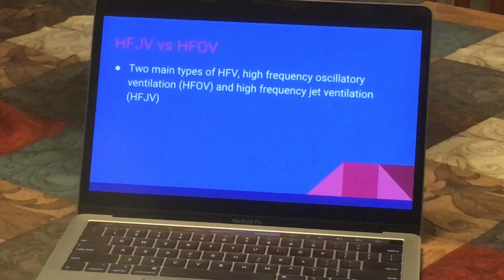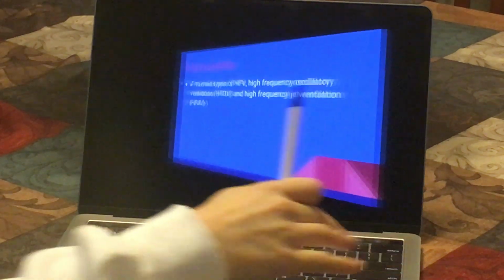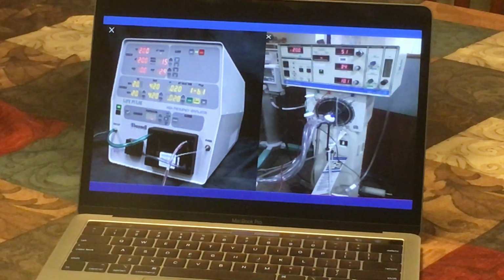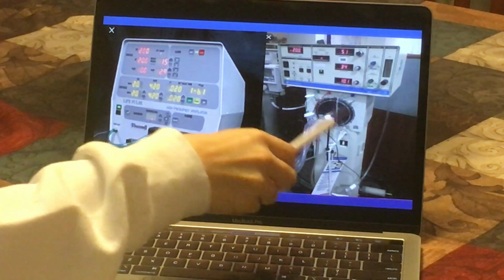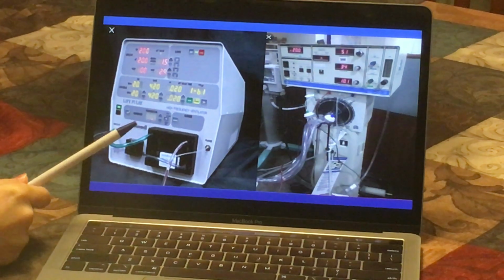Now, there are two types of ventilators that will deliver high frequency ventilation that are common in infants, and those are the jet ventilator and the oscillator. It's important we talk a little bit about the oscillator so that you know the different types of patients that will be appropriate for each one. And these are just some pictures of the different vents. So this is your oscillator, and this is your jet.